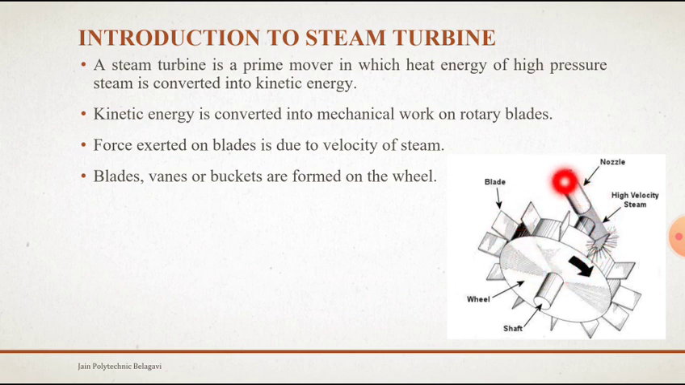The high heat energy, high pressure steam is made to impact on these blades, and due to that, kinetic energy is converted into mechanical work on rotary blades. So this is the basic introduction part of steam turbine. A turbine is nothing but a prime mover, which is used to obtain mechanical work. Here the turbine is rotated with the help of high pressure, high heat steam, which is made to impact on the turbine, and the turbine starts rotating.